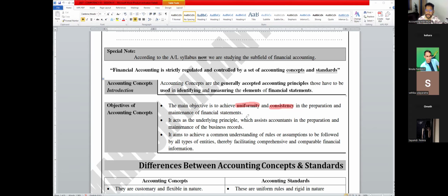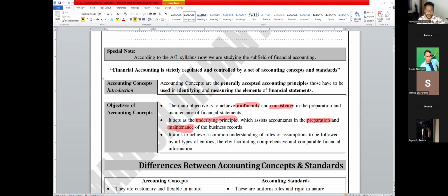The main objective is to achieve uniformity and consistency in the preparation of the financial statements. Then it says it acts as underlying principles which assist accountants in the preparation and maintenance of the right business records. Preparation and maintenance of the business records.